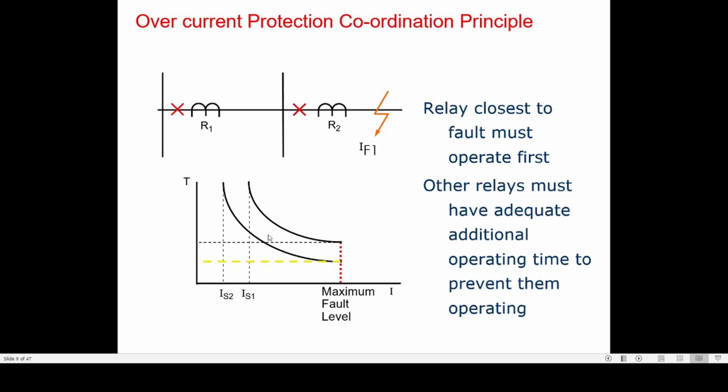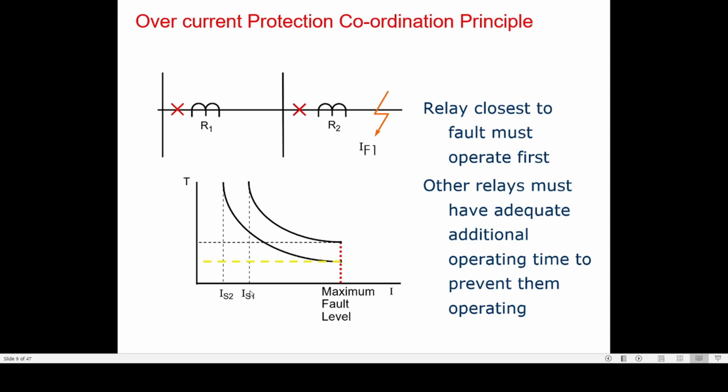Now the characteristic of the R2 relay will be this, and the characteristic of the R1 relay will be lower than this R2 characteristic, and the gap between these two characteristics is basically the coordination time interval. Now suppose there is a fault at any point, like IF1, this is the fault. For this fault, the time of operation for relay R2 will be this time, and the time of operation for relay R1 will be some other time for the same fault.